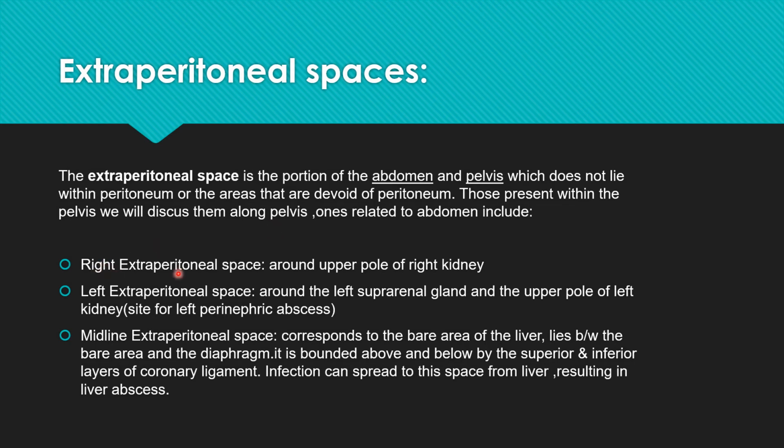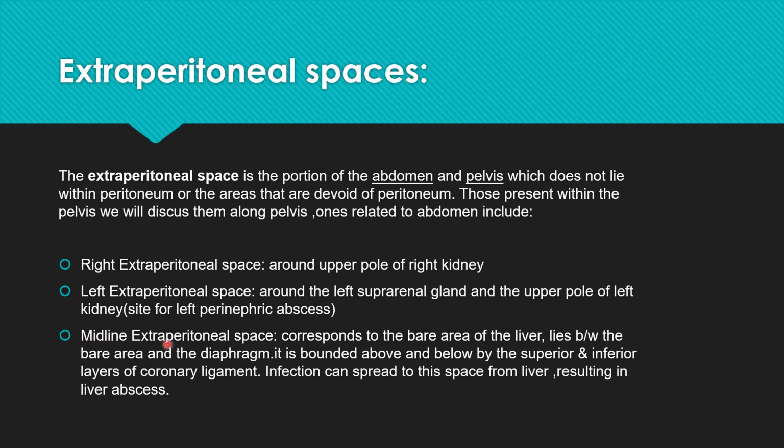That is the right extraperitoneal space that lies around the upper pole of the right kidney. Over here there will be no peritoneum. The left extraperitoneal space is around the left suprarenal gland and upper pole of the left kidney, and this is the site for the left perinephric abscess. We will study this in future classes.